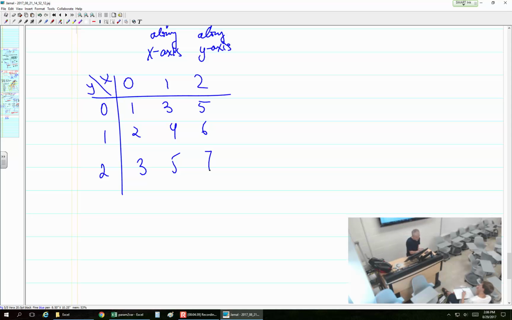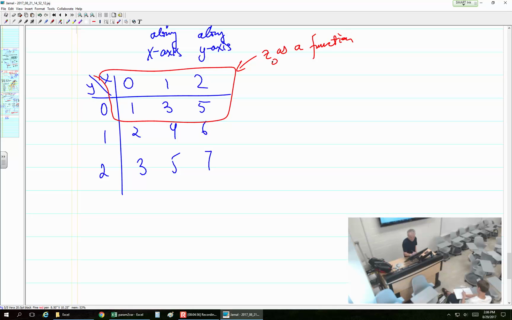I'll start with x this time. So this is what I'm looking at. This is what I could look at, and that's z as a function of x. And we know how to deal with those functions.